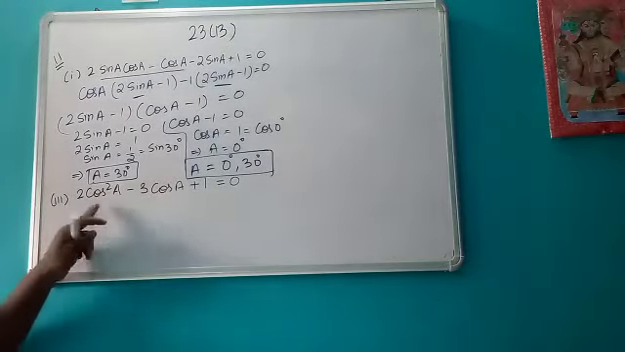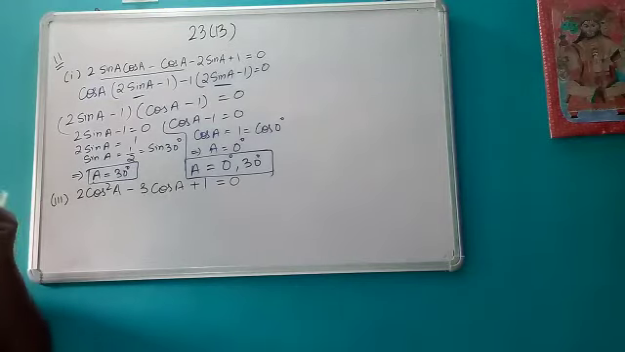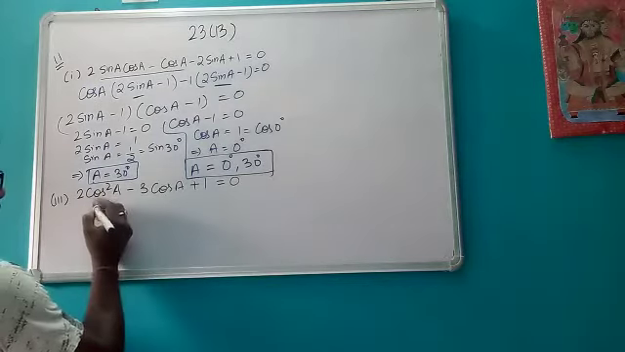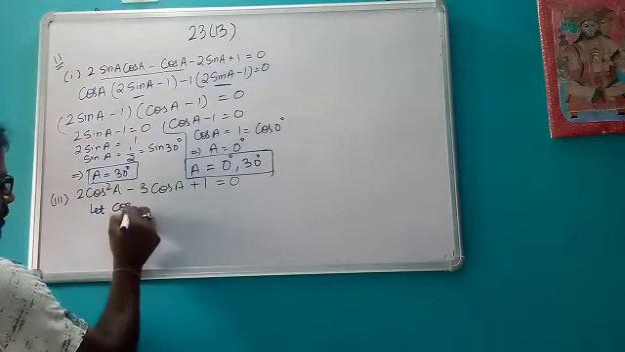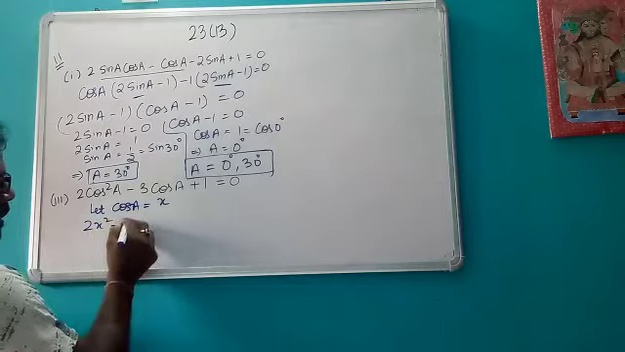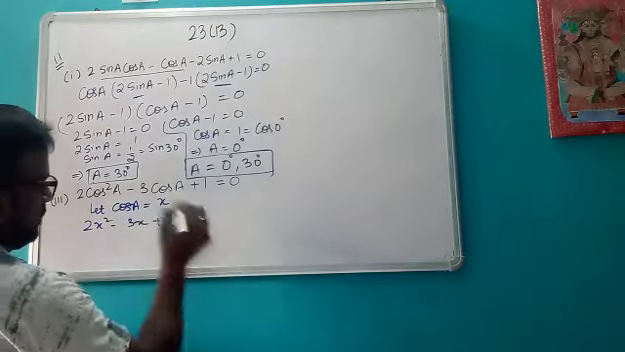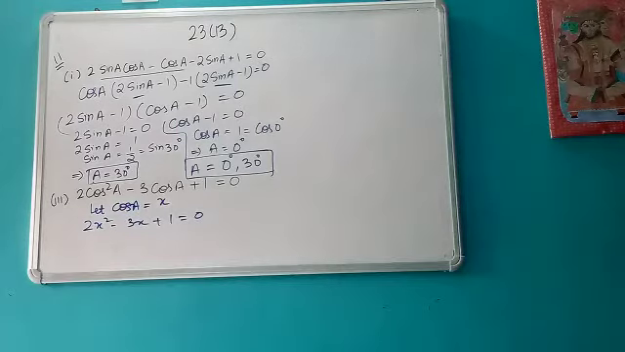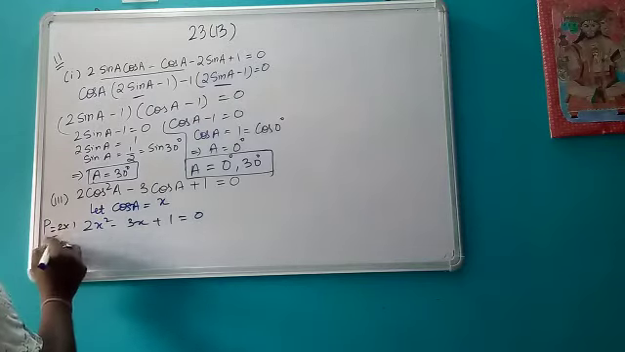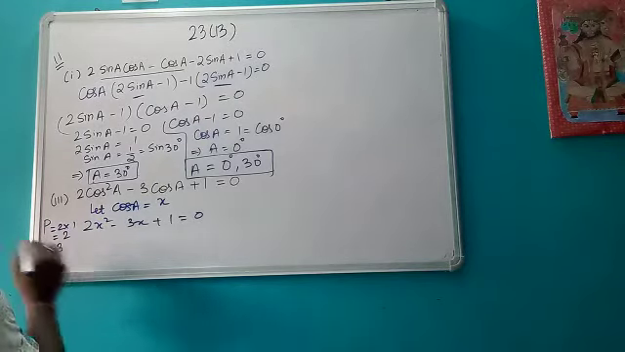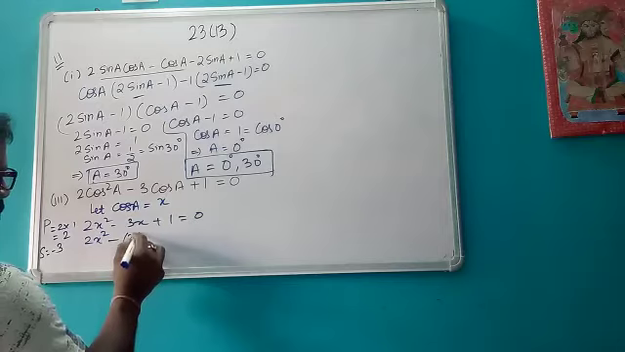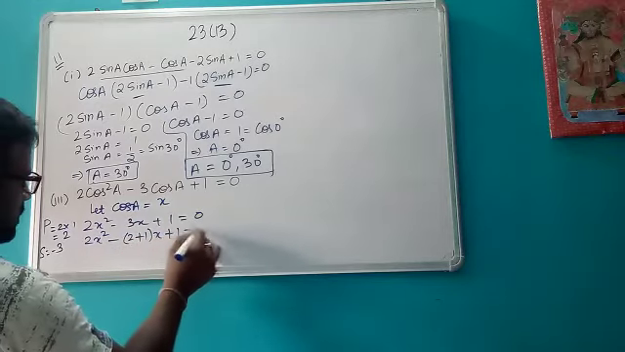Now suppose something is like this: 2 cos square A minus 3 cos A plus 1 is equal to 0. In this we cannot take anything as common, but if you observe carefully, if I write let cos A is equal to x, it reduces into a quadratic equation that we have solved in the previous class. Now we will split the middle term. Our product will be how much? 2 into 1, that is 2, and sum is minus 3. So I will split it like this: 2x square minus 2x minus x plus 1 is equal to 0.